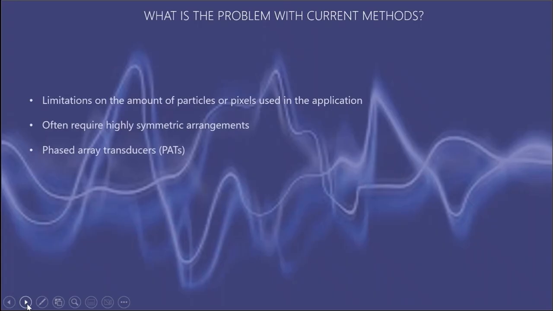Present ultrasound imaging methods have limitations on the amount of particles that can be used in the application, and often may require utilizing highly symmetric arrangements. Phased array transducers are limited to using less than 1,000 pixels, which is well below the required amount of pixels for controlling ultrasound waves.